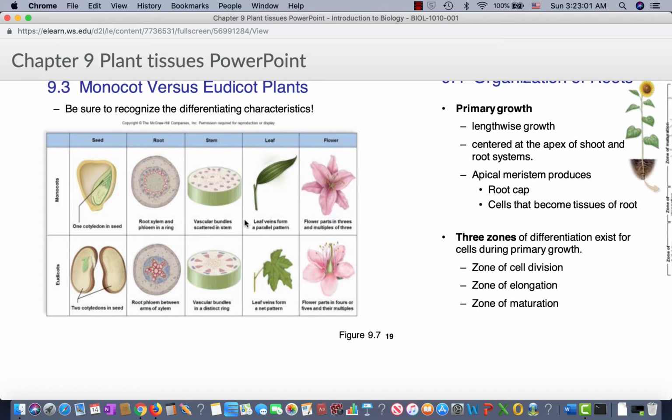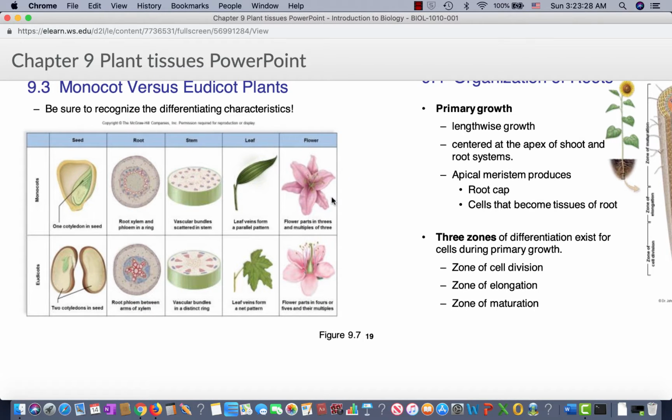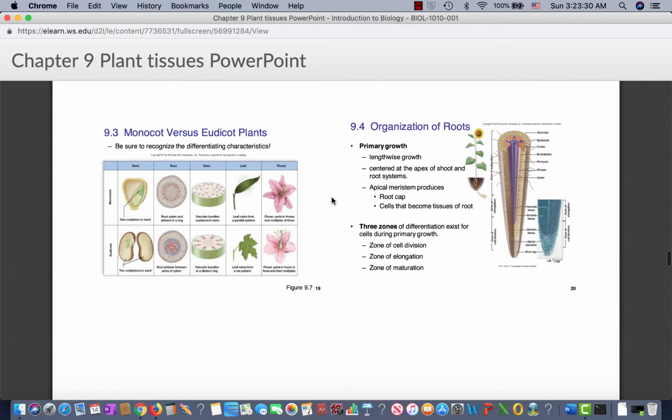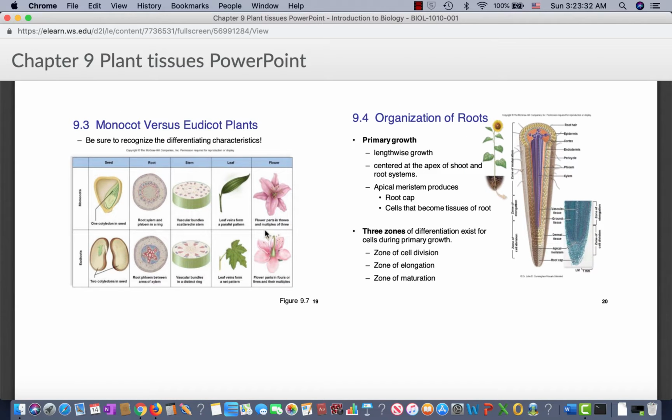And then for monocots, there's nice parallel veins in the leaves. For eudicots, there's no real pattern. It just kind of looks like spider webs. But they're unique like fingerprints. And then for the flowers, you've got pairs of 4 or 5, and multiples thereof for eudicots. And for monocots, they're in pairs of 3 and multiples of 3. And again, you're going to see that a lot, so I can pretty much guarantee you there's going to be a couple questions on that, so be able to pair these up.